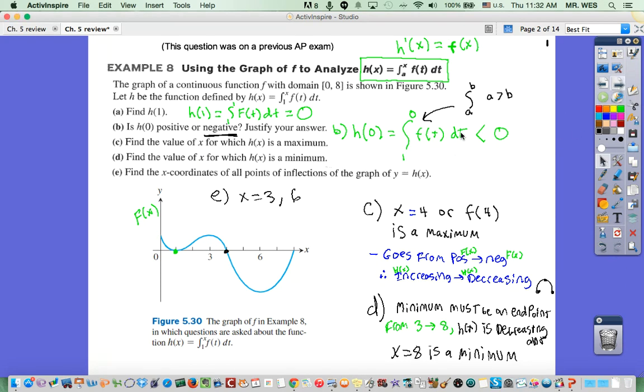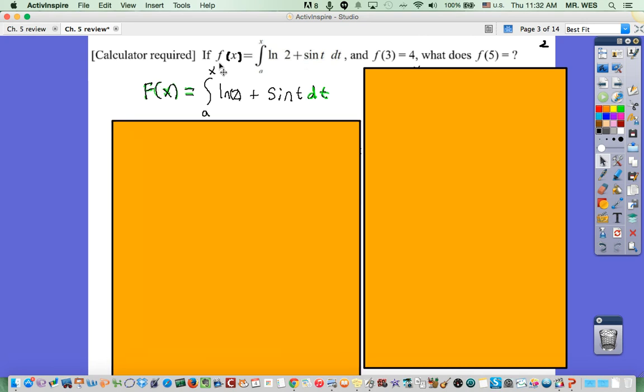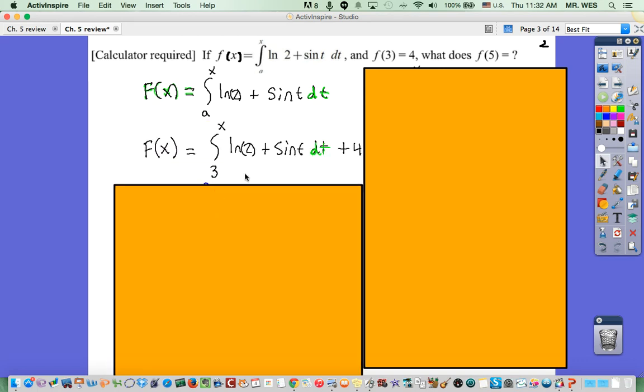Okay, so let's look at the next problem, which a lot of people were confused with. So let's take a look at this. They say if f of x is this crazy function, and we know that one of the points is this, what's f of 5? This is actually quite interesting how this works. So let's take a look at the function here. Now take a look at this. This is where the magic happens.